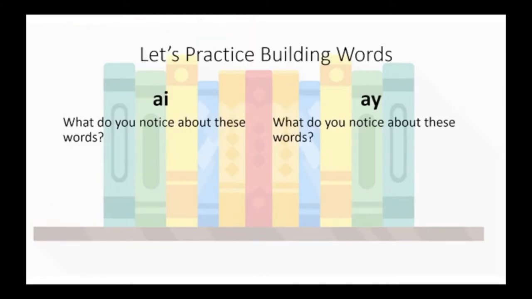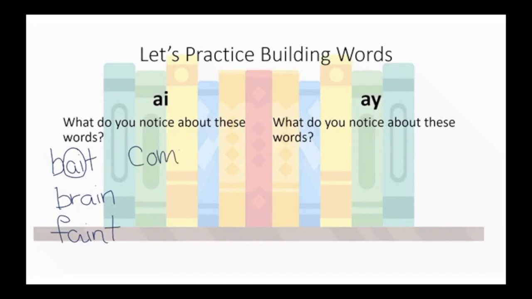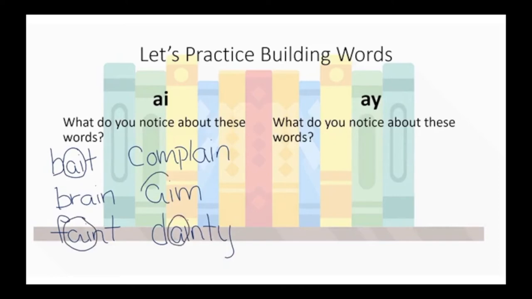Let's take some time to practice building some words that have these sounds in them. The first one we're going to talk about is the word that was in the last section, bait. If I look at the word bait, AI is right in the middle of the B and the T. I can also write some more words like brain, faint, complain, which would be a multisyllabic word. I could also write a word like aim for the target, or a word like dainty. As I circle the AI in these words, I want you to pay attention to their location compared to the words we use next.